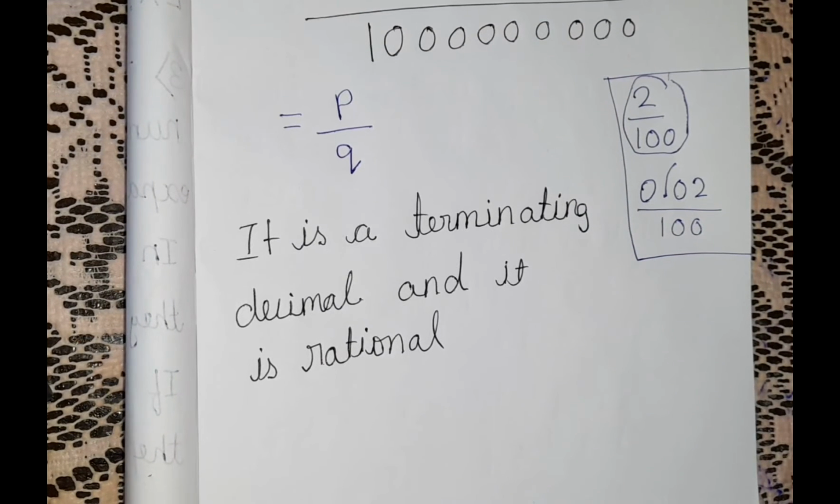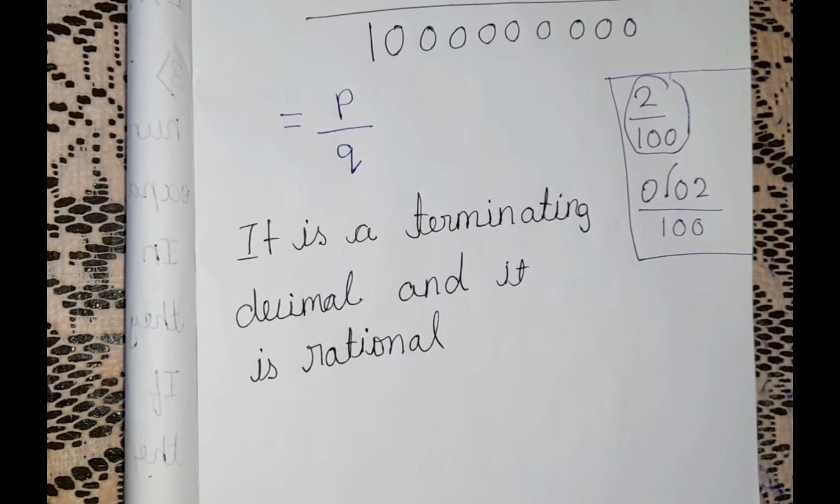And of course it is also rational, because it is in the form P by Q. Okay, so we proved it. It is a terminating decimal and it is rational.